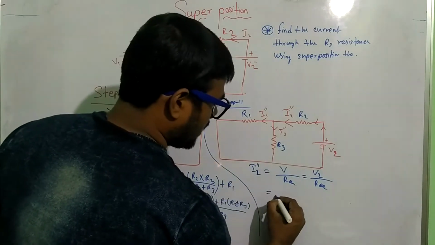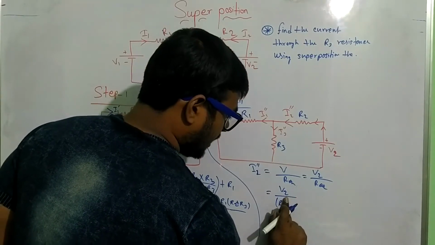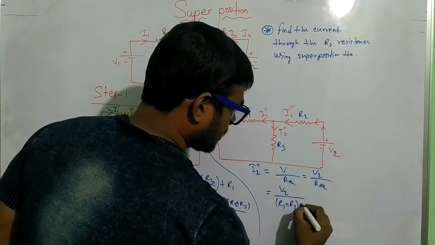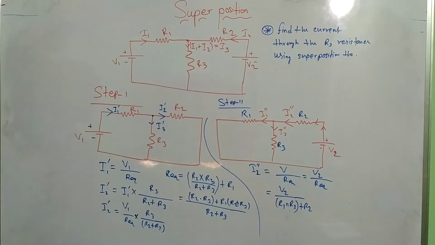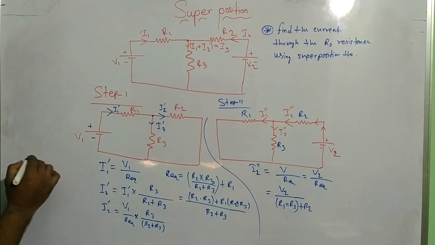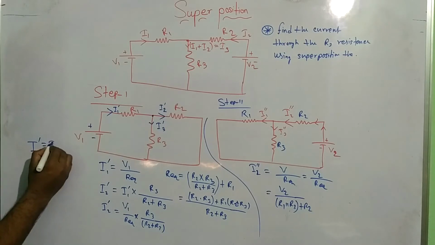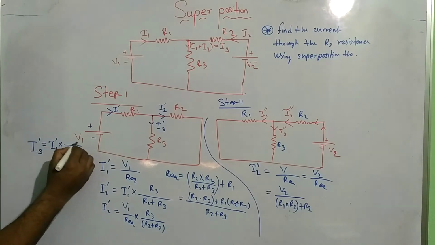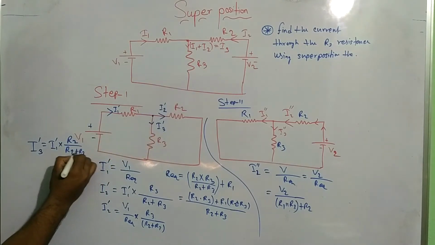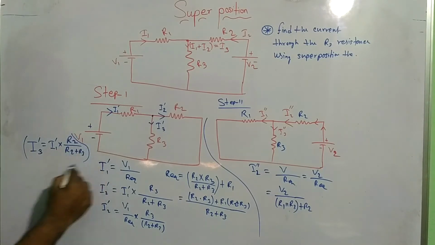So what is the value of R equivalent? R equivalent is R1 parallel R3 plus R2. Here also find I3 dash. So what is the main current? I1 dash into the opposite resistance, R2, by the sum of resistance R2 plus R3. Okay, understood? Okay, this is the question.